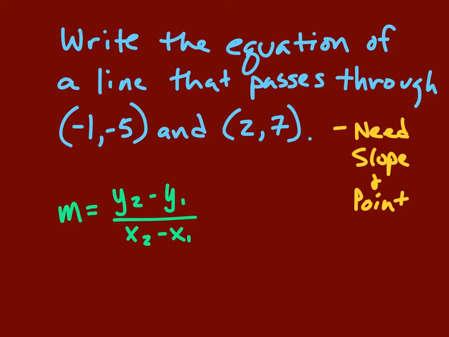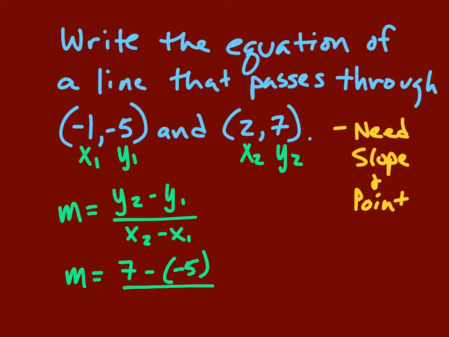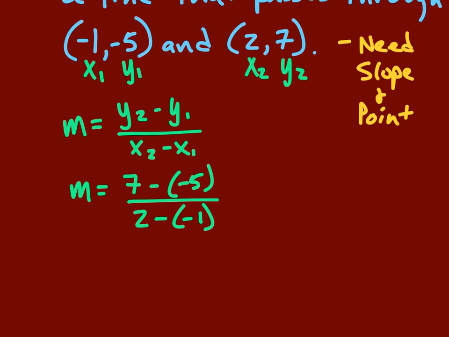And so the first thing I'm going to do is write out my formula. I'm then going to label my points as x1, y1, x2, y2. And when I plug those numbers in, I'm going to get my slope is 7 minus 5 over 2 minus -1. And when I do this, even though these numbers are negative, I still need to subtract the negative, because all that's going to do is turn those numbers into positive. So 7 plus 5 over 2 plus 1.